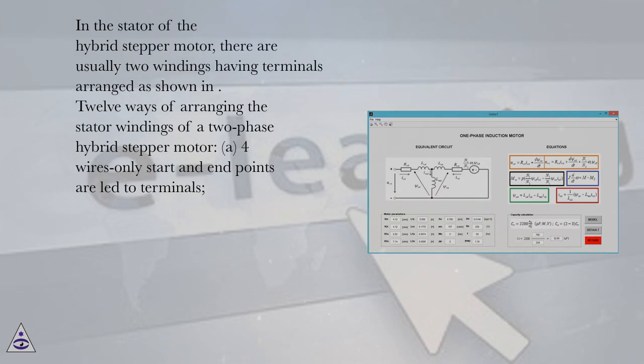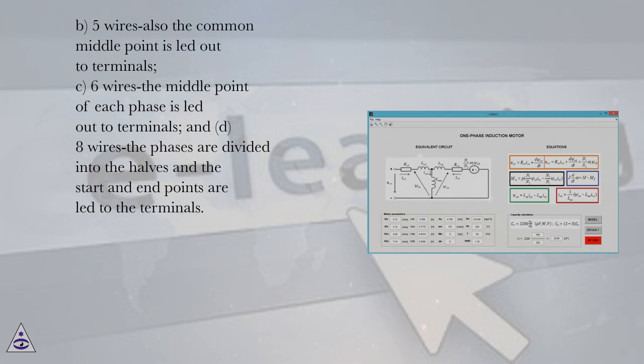In the stator of the hybrid stepper motor, there are usually two windings having terminals arranged in 12 ways of arranging the stator windings of a two-phase hybrid stepper motor. A. 4 wires, only start and end points are led to terminals. B. 5 wires, also the common middle point is led out to terminals. C. 6 wires, the middle point of each phase is led out to terminals, and D. 8 wires, the phases are divided into halves and the start and end points are led to the terminals.